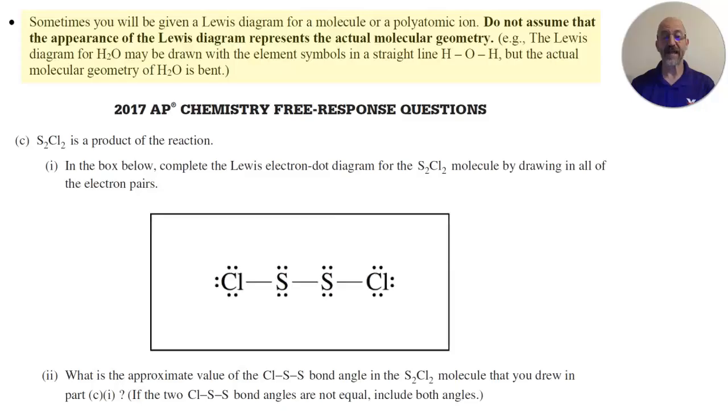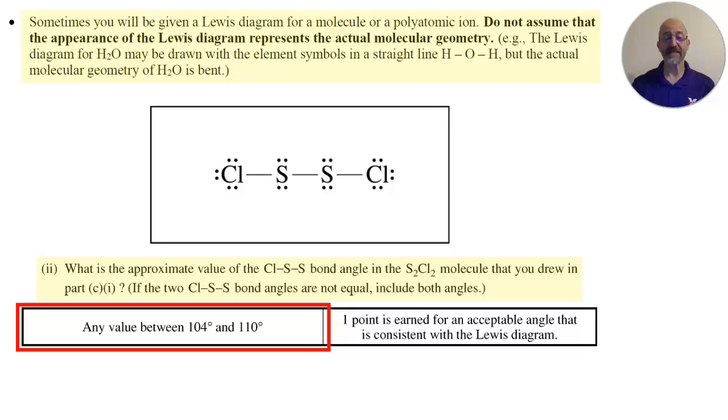This was the intended answer with all of those bonding and non-bonding electron pairs. But then the follow-up question was, what is the approximate value of the bond angle in this molecule? And so the intended bond angle would be 109.5 or slightly less than that because of the non-bonding electron pairs on that central sulfur atom. So any value between 104 and 110 degrees was accepted.